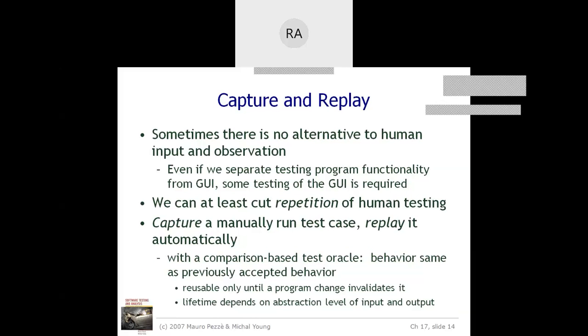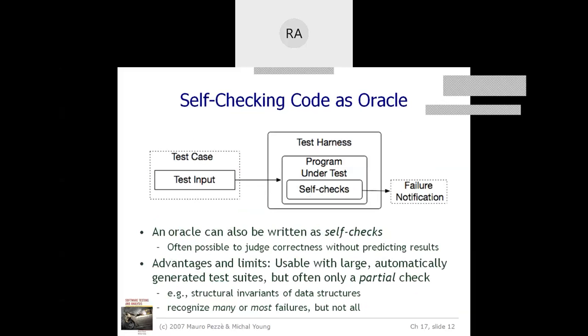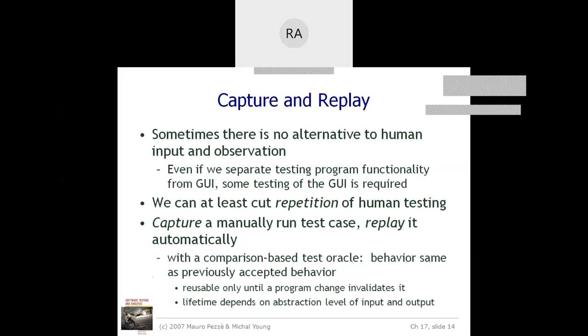One more important point associated with the Oracle is the capture and replay technique. These three things that I have discussed now are the most important, please mark: comparison based Oracle, self checks, and capture and replay. These are most frequently asked and important questions too. Sometimes there is no alternative to human input and observation. Even though we go for automation, we do require human interference.